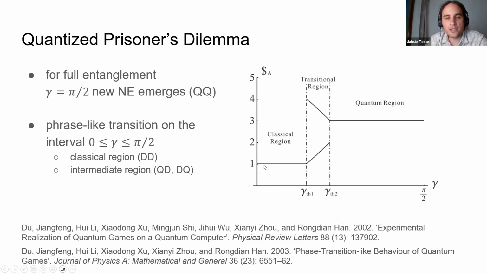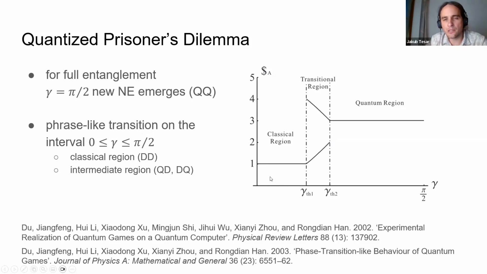You have this classical region up to a certain level of gamma, where mutual defection is the only Nash equilibrium, and above a certain gamma, up to pi over two, you have this quantum region where QQ is the new equilibrium. And in between, you have some phase change between them, where QD and DQ are Nash equilibria. So, the combination of Q and the fictional strategy of one of the players.